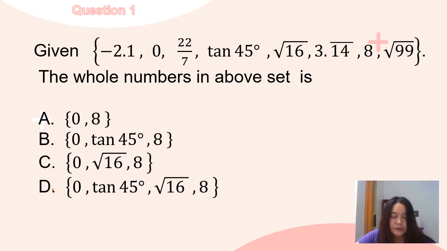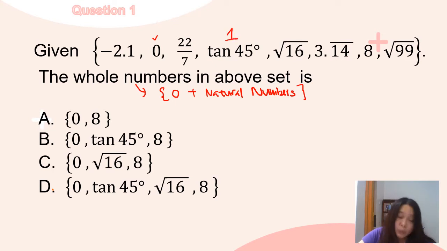For question number 1, we are going to find the whole numbers from the given set. We know that the whole numbers are the set of numbers 0 plus the natural numbers. If we look at the given set, we already have the 0, this one is included. Tangent 45 is actually 1; you may use a calculator to calculate, so the value is 1. And this square root of 16, I can simplify it as 4.